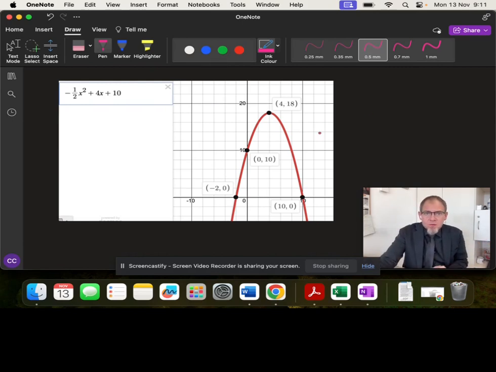And the horizontal symmetry means that there is a magic line right here where, if I took the right half of the parabola and I flipped it over that line, it would fall directly on the left half. That's what it means to be symmetrical.